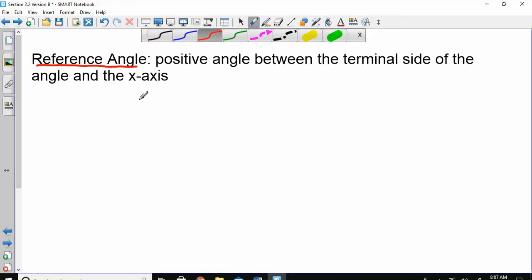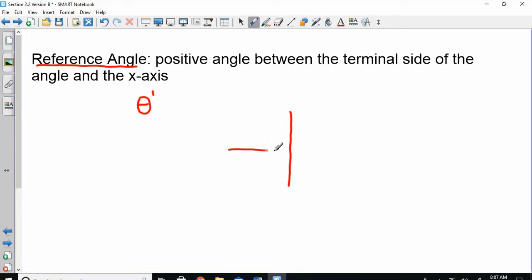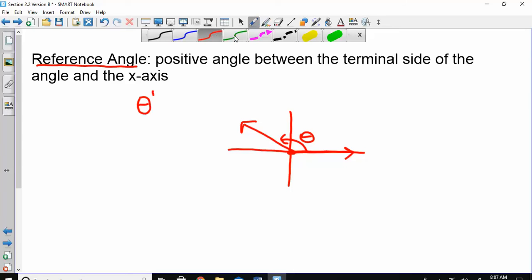Notation for reference angle, we typically call it a theta with a tick mark next to it. Represents reference angle. Remember, if an angle is in standard position, your vertex is at the origin, your initial side is the positive x-axis, and then your terminal side is anywhere else. So if this were my angle, the reference angle is from the terminal side to the x-axis. So my reference angle would be over here. Reference angle always goes to the x-axis, never the y.